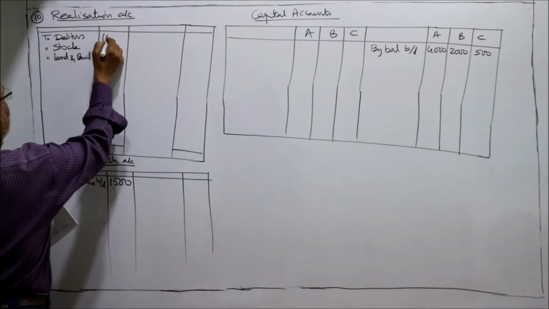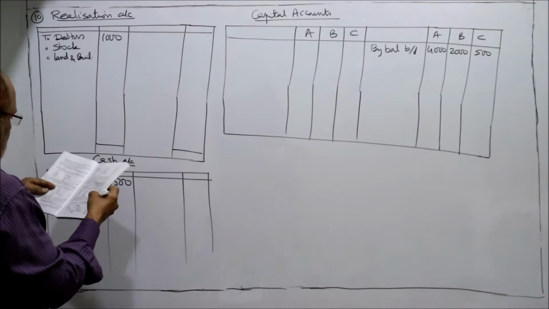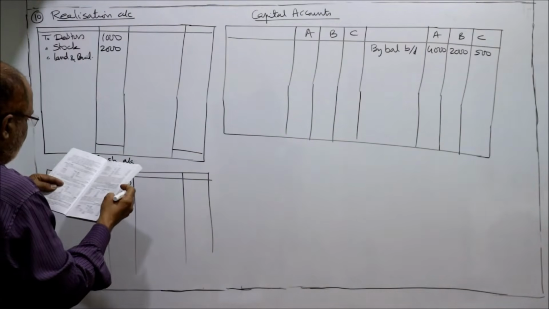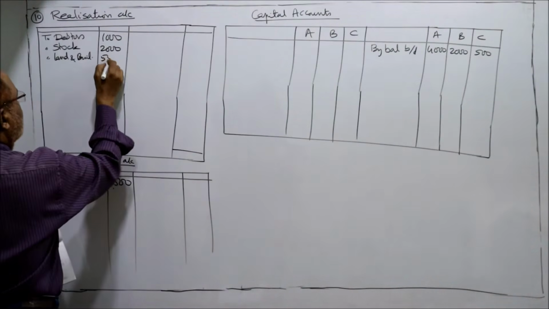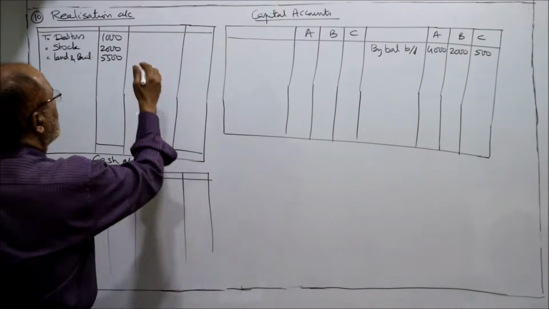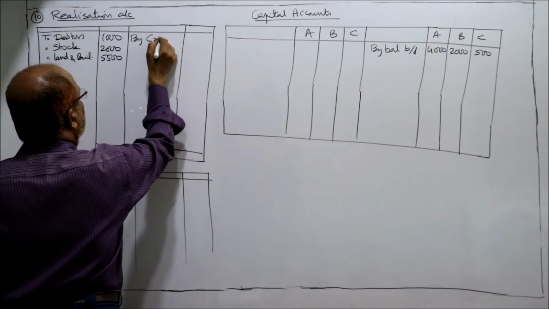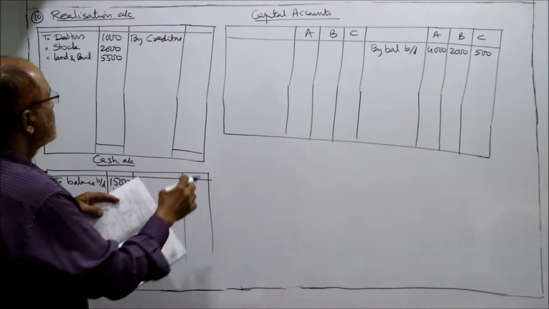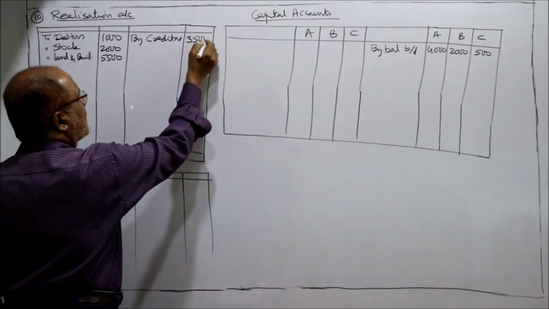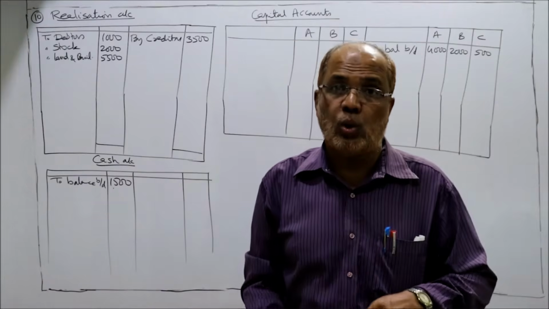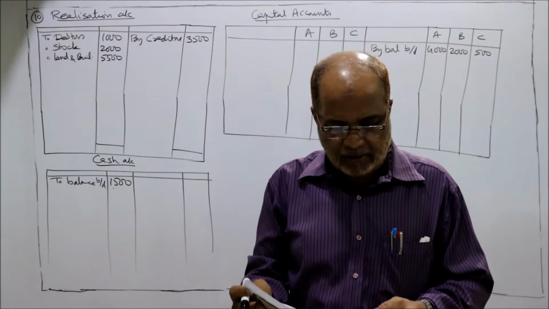So how much is the book value? 1,000 debtors, then 2,000 stock, and 5,500 land and building. Similarly, one liability is there, creditors. So creditors account debtor to realization by creditors. By creditors 3,500. So assets are transferred, liabilities are transferred. Now assets are sold, and some assets are taken over by the partner.